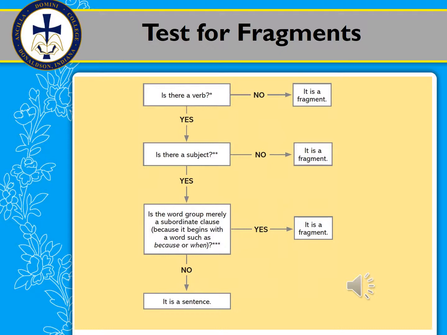And that's why we had the previous presentation about sentence parts, and I wanted you to be able to know what we mean by a subordinate clause here when we got to this part. So we've answered these two questions. Yes, we see a verb, we see a subject. So we ask ourselves, is the word group merely a subordinate clause because it begins with a word such as because or when? Remember, we have that whole list of words that we can look at. And if the answer is yes, okay, it's a fragment. If the answer is no, it's not that word group, okay, it's a sentence.